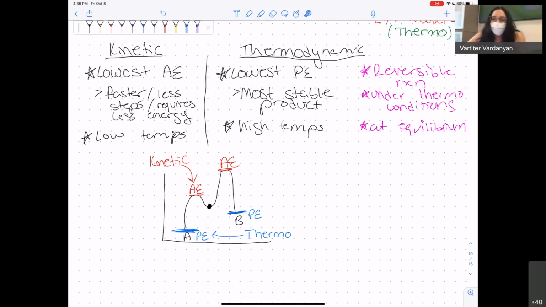Someone is saying the transition state is not depicted in the diagram. Isn't the transition state that middle dot? This is the transition state, guys. The transition state is that middle dot right there. No. This is the activation energy is the transition state. So the activation energy is the transition state. So if B is lower than A, it is thermo. Yeah, if it was lower, yeah.